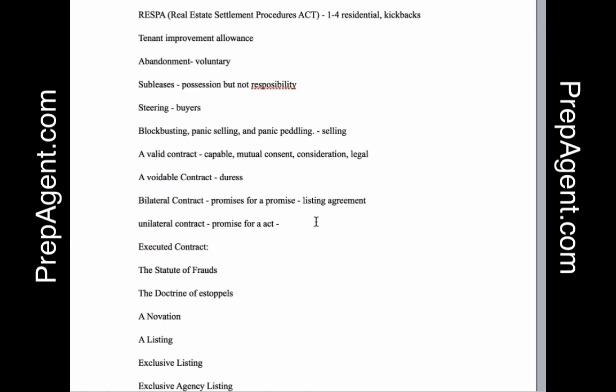Unilateral? The wanted poster, like a lost dog or lost cat or something. Can you give me a real estate example? Any contract that has the word option in it, by definition, is unilateral.